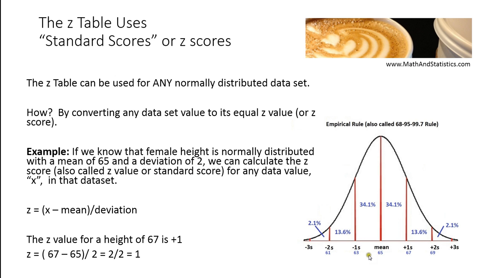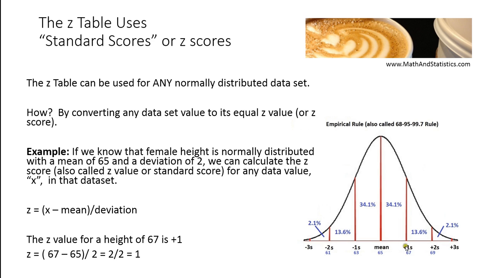We can fill these values in to their equivalent locations on this estimate of a bell curve. The mean is always right in the center when z is 0. And then because the deviation of our data set is 2, if I add 2 to this value, I get 67.